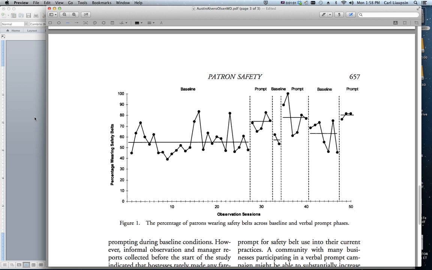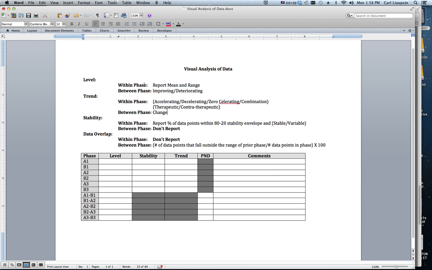The first thing we're going to do is determine level. Now within phase, that means reporting the mean and the range. Between phase, that means determining whether or not there is an improvement in the level between phases or whether the level is deteriorating between phases.